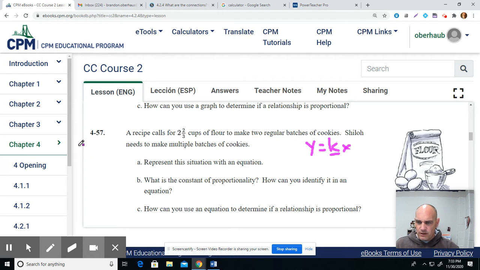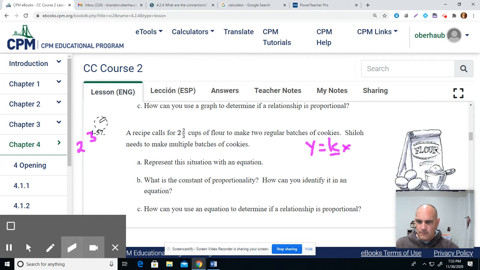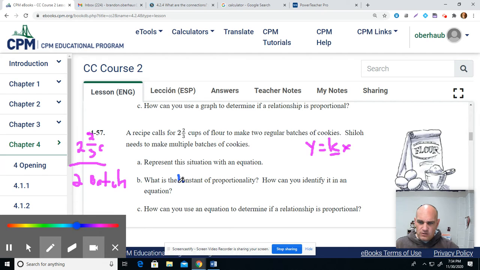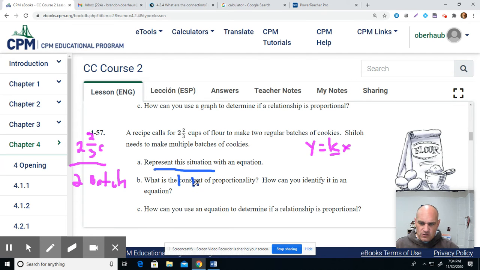So here's how I'm going to think about this. I know that 2 and 2/3 cups of flour is going to make me 2 batches of cookies. So I need this to be a unit rate. So remember this, unit rate is where one of them becomes a 1. I don't want to know about 2 batches. I want to get myself to 1 batch. So in order to do that, you've got to think to yourself, how am I going to get myself to 1 batch?